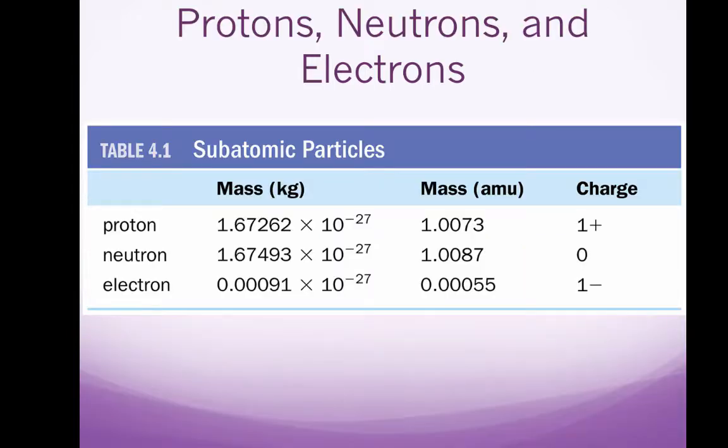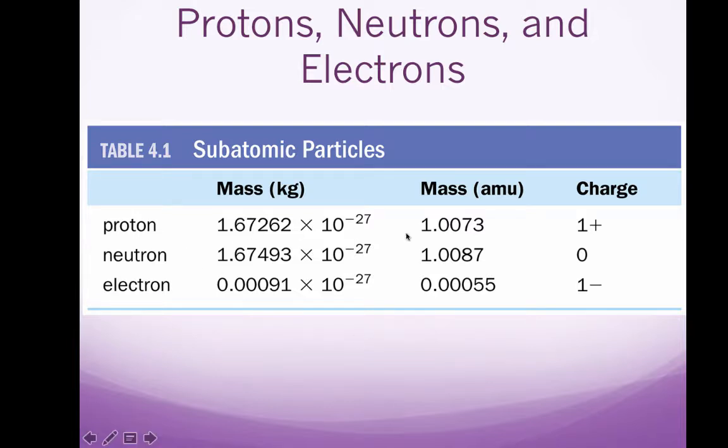Here's just a chart of the subatomic particles. So there's three subatomic particles: protons, neutrons, and electrons. The atomic mass unit, or AMU, is defined as 1/12 the mass of a carbon atom containing 6 protons and 6 neutrons. That's just what you see here. We don't count the electrons towards the mass of the atom because it's so much smaller than the mass of the protons and neutrons, it's negligible.